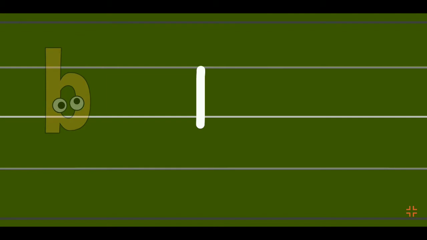First draw a standing line downwards. Then go to the center of the line. Draw a right curve touching the bottom of the line. Try it yourself.